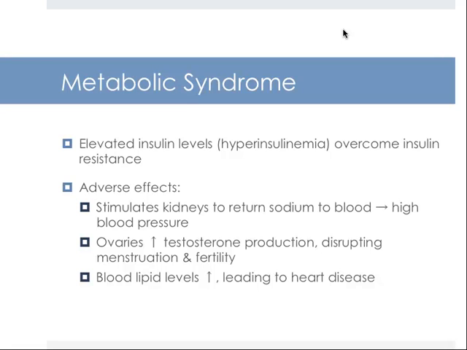Okay, some of the adverse effects associated with metabolic syndrome. It stimulates your kidneys to return sodium to your blood, which further raises your blood pressure. Of course, high blood pressure raises your risk of stroke. In females, ovaries actually experience increased testosterone production, which can disrupt menstruation and fertility. So some women who find themselves with difficulties conceiving, especially if they're overweight, the metabolic syndrome, if they meet the other parameters, could be impeding their ability to get pregnant. We know that both being overweight and underweight decreases the chances of fertility. And then metabolic syndrome also increases your blood lipid levels, so your cholesterol and your triglycerides, which leads to heart disease.